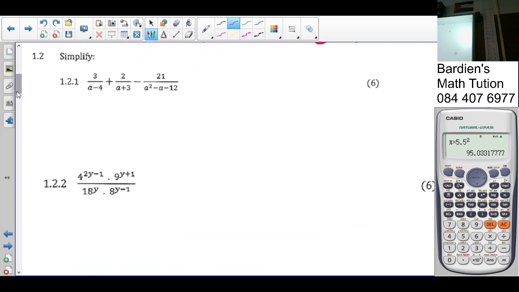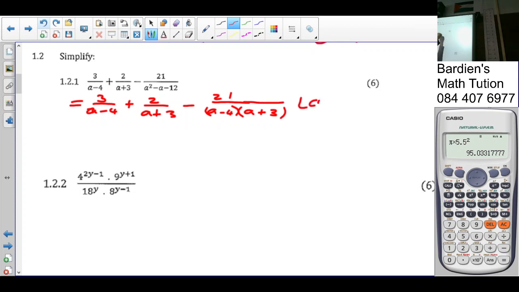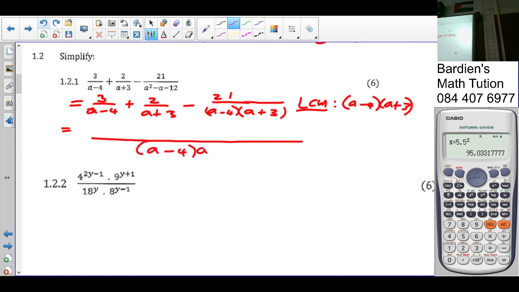Right, next. In question 2.1.2, simplify. So you must find an LCM and add numerators. So, before I do my LCM, what must I do? Factorize this here. Otherwise, the others are already in simplest form. So it will be 2 over a plus 3 minus 21 over the trinomial a minus 4, a plus 3. What's my LCM at this point? A minus 4, a plus 3. Put that over a minus 4, a plus 3. So what must this be multiplied by to get the LCM? A minus 4. So it's 3 into a plus 3. What must that be multiplied by to get the LCM? A plus 3. So it's 2 into a minus 4.